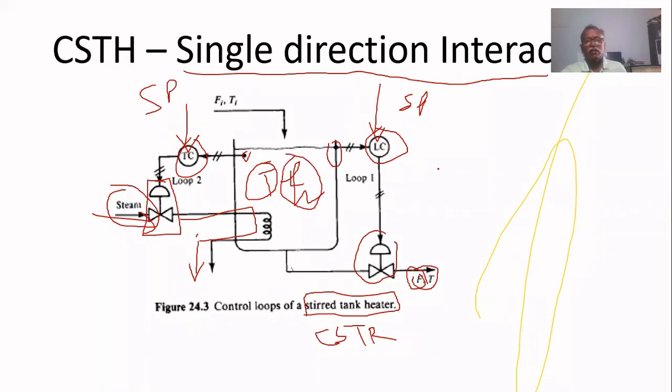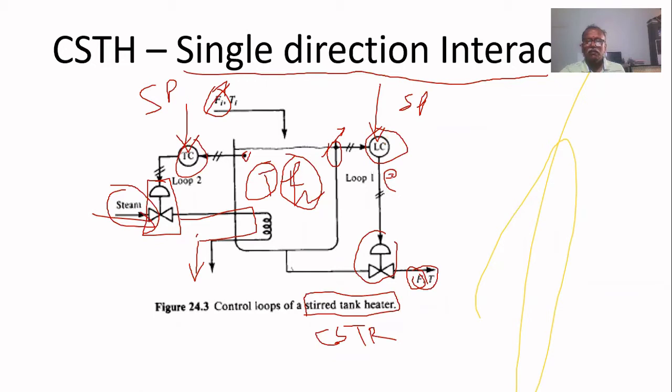Now, what happens if there is any deviation in H, some disturbance coming? Let us assume that the inflow rate Fi changes. Inflow rate Fi changes. What will happen? A slight increase in Fi happens. Then what will happen? The level will increase. This level increase is noticed by the level transmitter, but the set point is constant. The set point is given to the level controller. That's why an error will be generated.